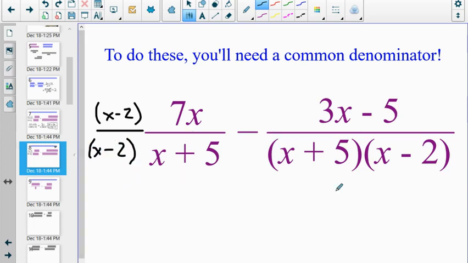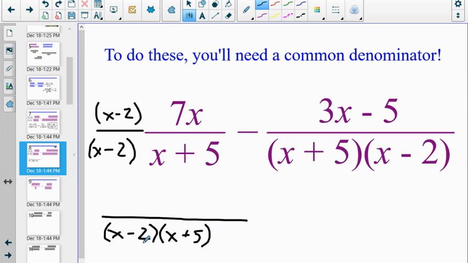Now I've got the same denominator. And so maybe I'll just do it like this. My denominator is x minus 2 times x plus 5. By the way, if you want to expand that, go ahead. I don't really care, and so I'm not going to do that. I've got 7x squared minus 2 times 7x, so minus 14x.